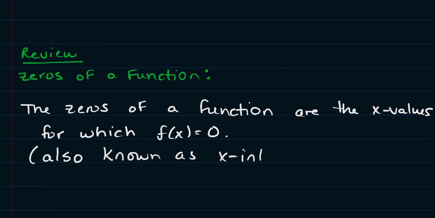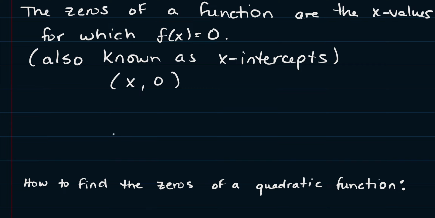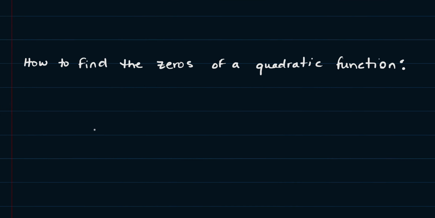So when you find the zeros of an equation, you're looking for the x values that when you plug them into your function you get 0. And you can write them as an x-intercept where you put that x value, comma 0. This is a point, and that's known as your x-intercept. So to find the zeros of a function, you're going to do exactly what you did before when you find x-intercepts. What we're going to do is we're going to learn different ways to find the zeros, or the x-intercepts, of a quadratic function. So let's talk about how we can find them.